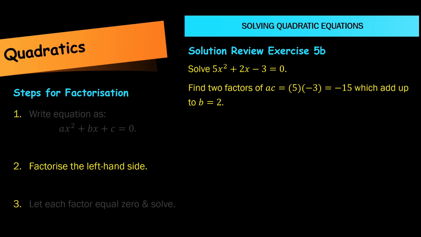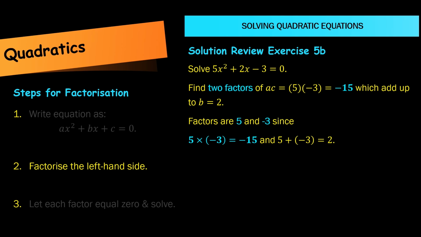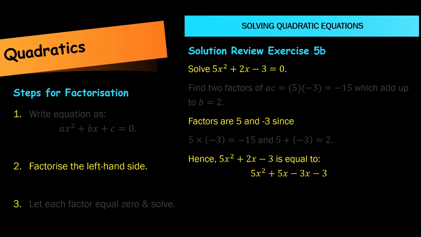The factors are 5 and minus 3, because 5 times minus 3 equals minus 15. And 5 plus minus 3 equals 2. And therefore, we can rewrite 5x squared plus 2x minus 3 as 5x squared plus 5x minus 3x minus 3.